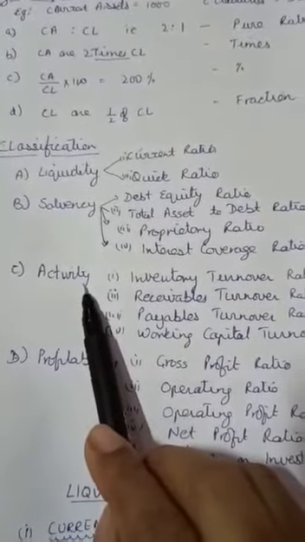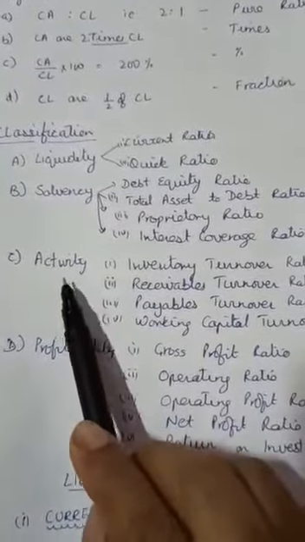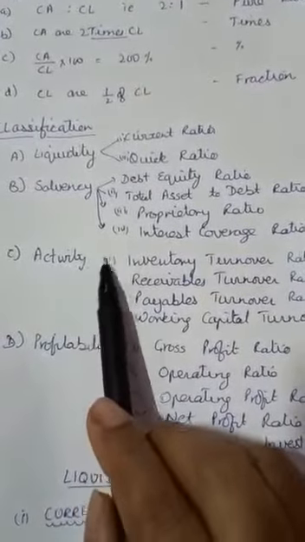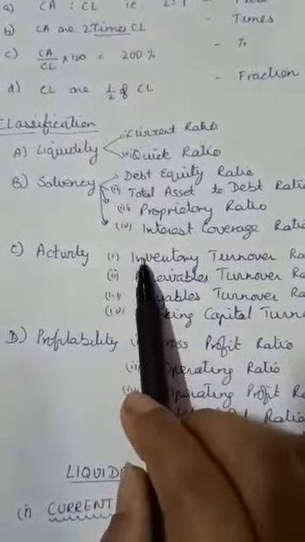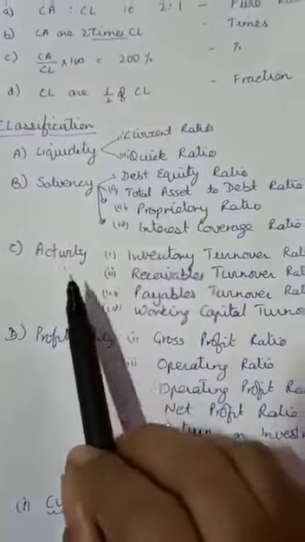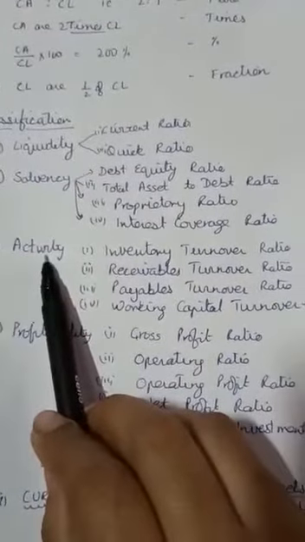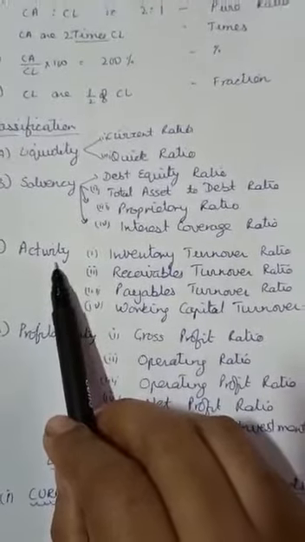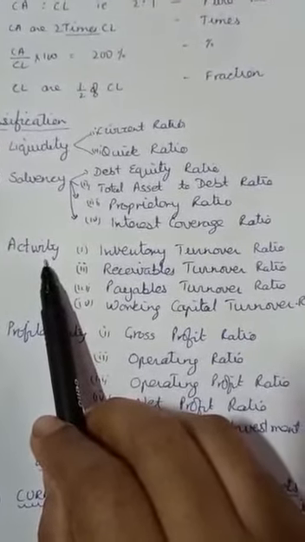Then there is activity. How active is one figure in relation to some other figure? How active are the services that are at the disposal of the business? How active are those services being used to generate the turnover? These ratios are all expressed in the form of turnover on the sales, on the net revenue from operation.